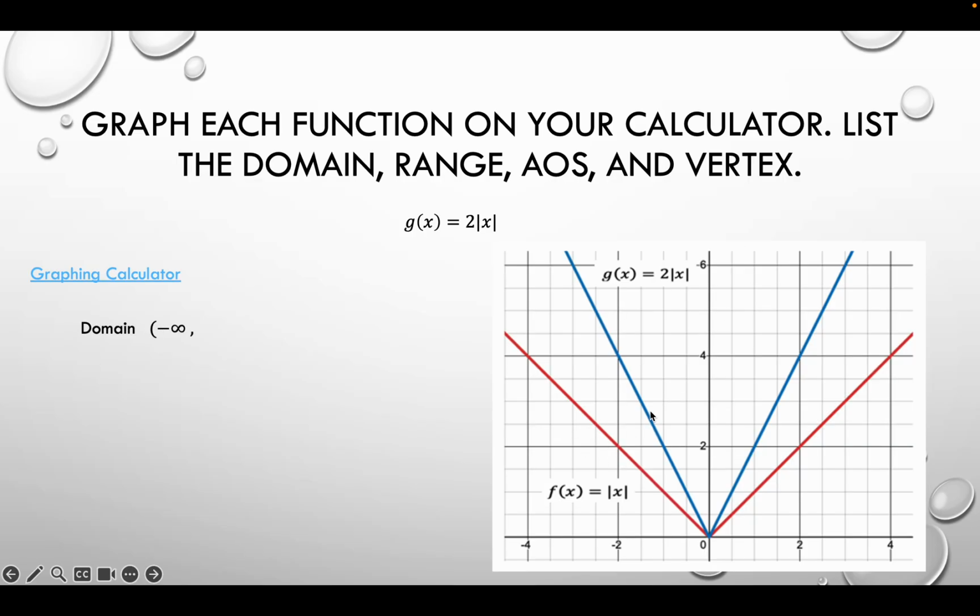So blue graph, the domain is going to be negative infinity to positive infinity. The range is going to be at 0, going to positive infinity. The axis of symmetry, it's going right down the middle, so x equals 0. And the vertex is at (0, 0).